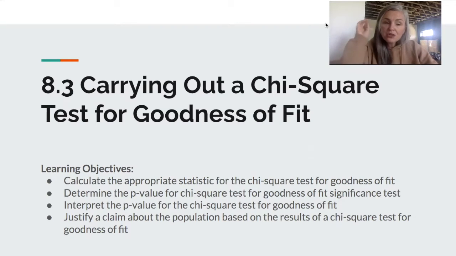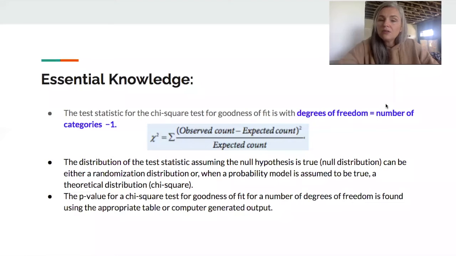Okay, so we're going to do all 4 steps: state, plan, do, and conclude for chi-square in this lesson. A couple of things you need to remember as we go through this: degrees of freedom are the number of categories minus 1, and chi-square is the sum of all the observed minus expected, squared, divided by expected. Add them all up, and that gives you your test statistic.